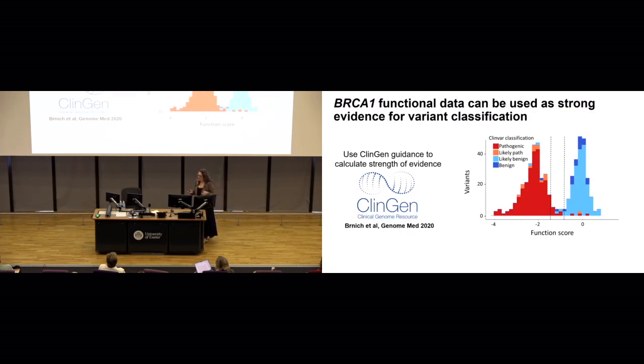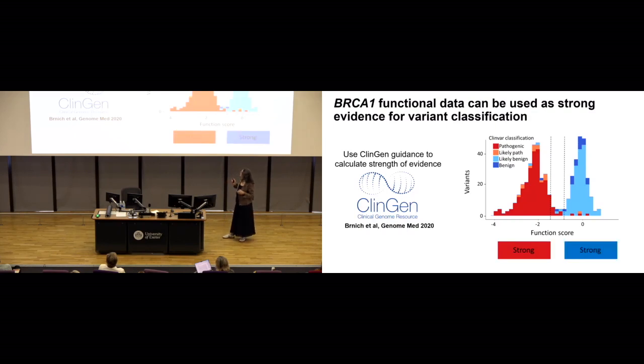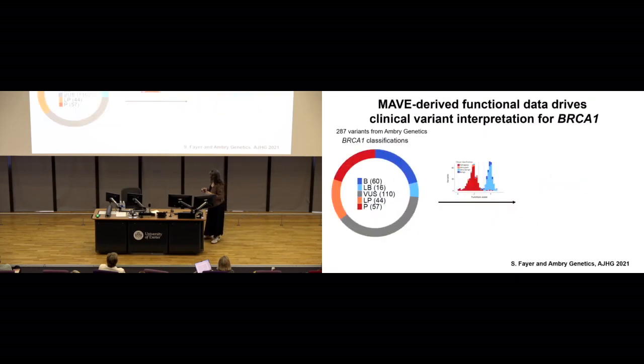And so the more the assay gets right, and the more variants there are, right? BRCA1 is luckily a well-studied gene, so there were a lot of controls. And the more the assay gets right, the stronger the evidence can be when you apply it to clinical variant interpretation. And the word strong actually means something in clinical variant interpretation. It carries a lot of weight.